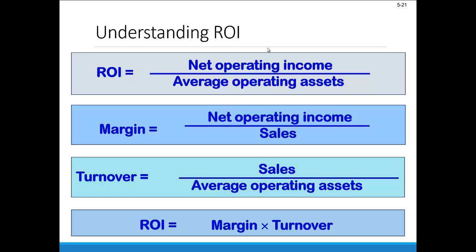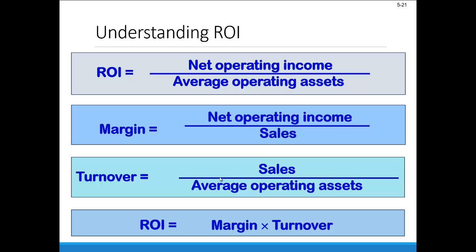Now, ROI can also be broken down into two separate measures that tell us some interesting things about operations. The first is margin, and we have had several different margin terms in this class. This is just overall profit margin, essentially. So it's the net operating income divided by sales. What portion of every sales dollar makes it all the way through to bottom line net income? And then the second submeasure is turnover. And that's a measure of productivity.